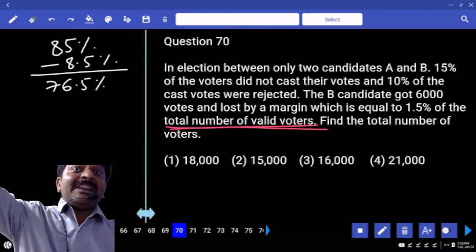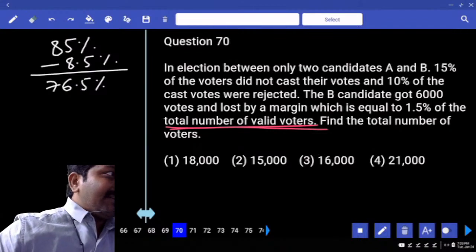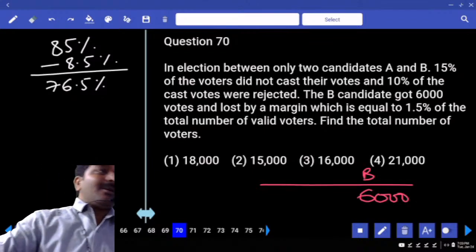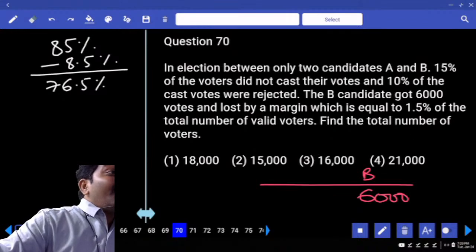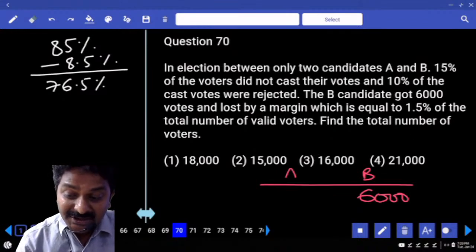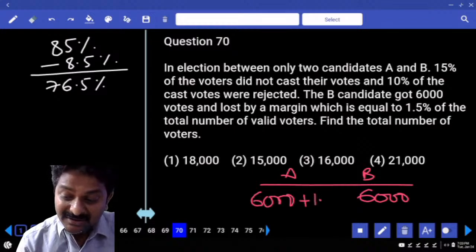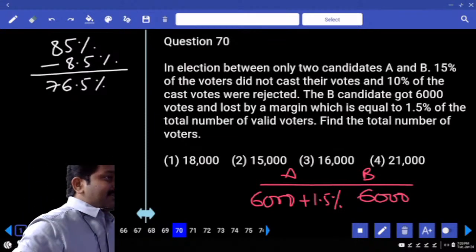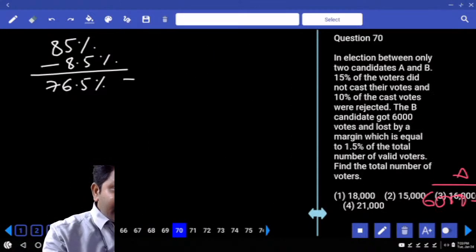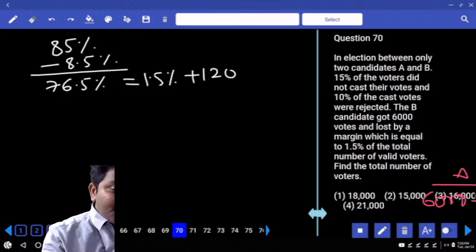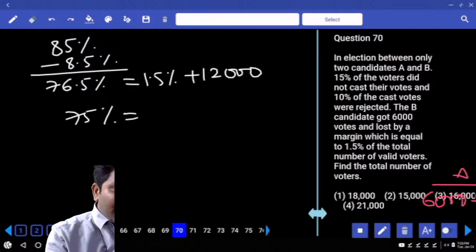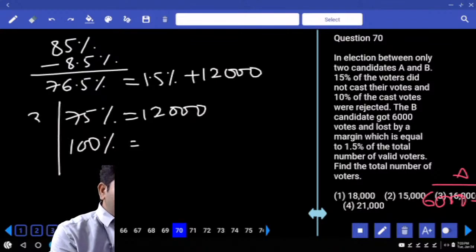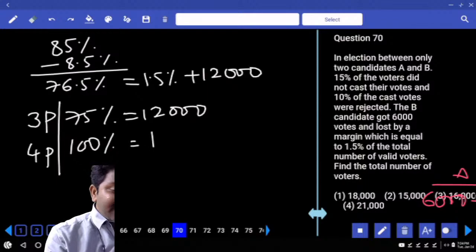Total registered voters, which is 100%. Correct? So now B already got 6,000 votes. Is B winner or loser? Loser. He lost by a difference of 1.5% of the total votes. That means A should get 6,000 plus 1.5% of the total votes. Correct? Sum of votes received by A and B must be equal to 76.5. Then this must be equal to 1.5% plus 12,000. 75% is equal to 12,000. Total votes 100%. I'll see these two numbers as 3:4 ratio. 3 parts is 12,000, 4 parts is equal to 16,000.